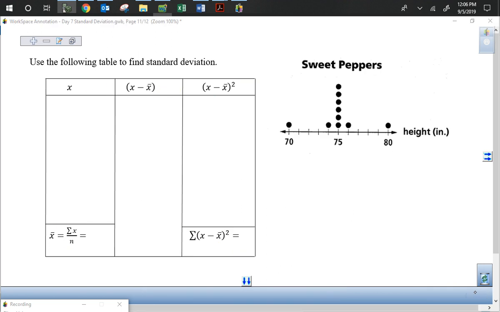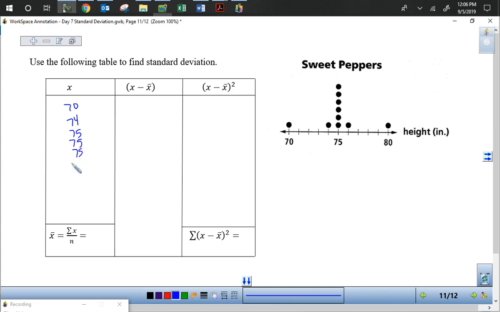Okay, so what we're going to do is see that actually happen in practice here. So once again, we're going to just list our x values here. Okay, we've got 70 and then 74. There are 6, I believe, of those 75. And then 76 and an 80. Once you have those written down, you can go ahead and label the top column inches and add them up just like we did for the last one in order to calculate that mean.